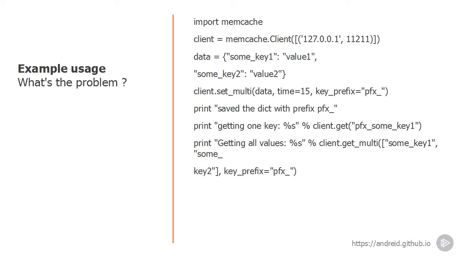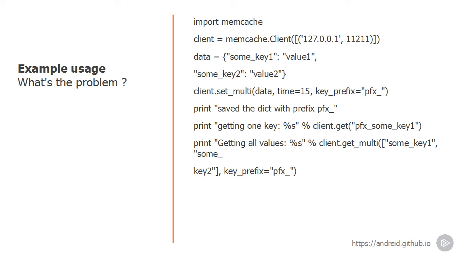Here is an example of how to use Memcache in Python directly. Let's say you connect to the Memcache server. You have some dictionary data. You can set it with a time and a prefix, and here we are testing it. If it gets saved, you can get the values. What is the problem with this code? Just looking at it, it's hard to read and a little hard to maintain.